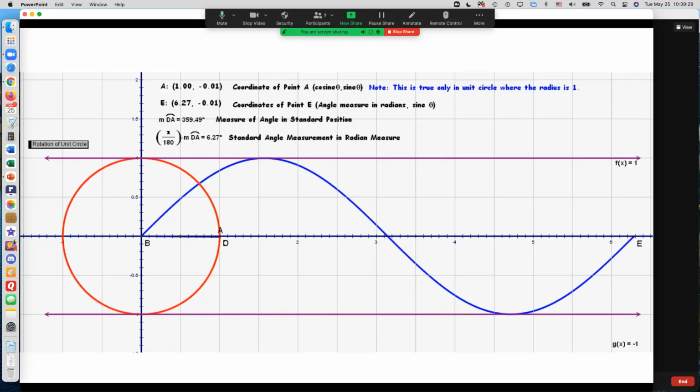Now, why do they do that? Well, similar triangles have similar ratios, right? So you can use sines and cosines to determine the side length of any triangle.